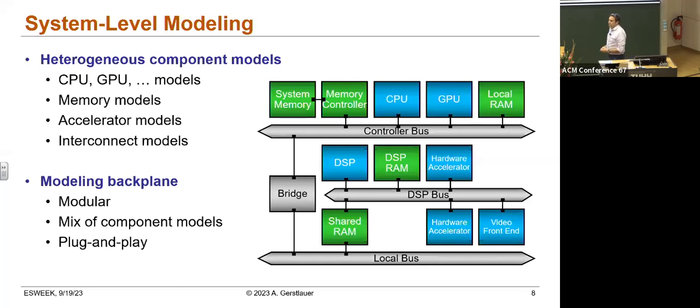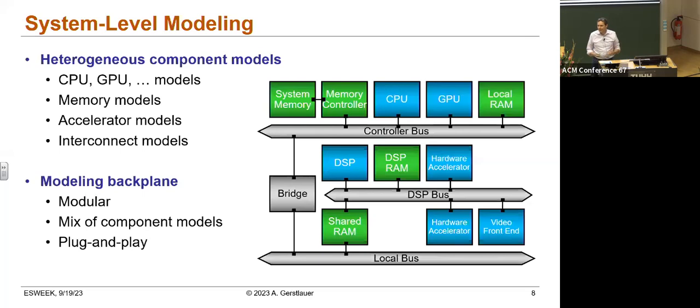Traditionally at the system level, we typically resort to simulation-based modeling to get early performance and power estimates. So we have component models written in C, C++ or other languages, and then we have a modeling backplane, for example something like SystemC, where we combine different heterogeneous component models together and co-simulate the whole system as a whole.